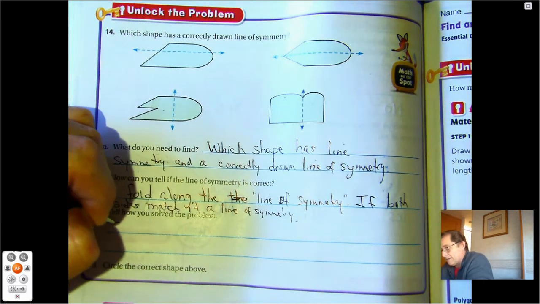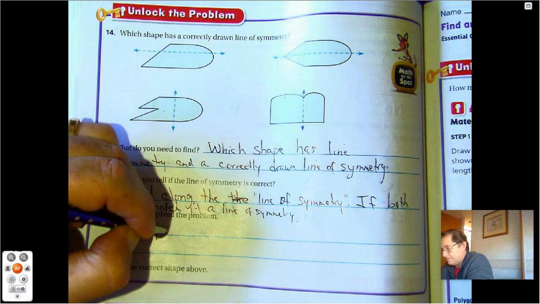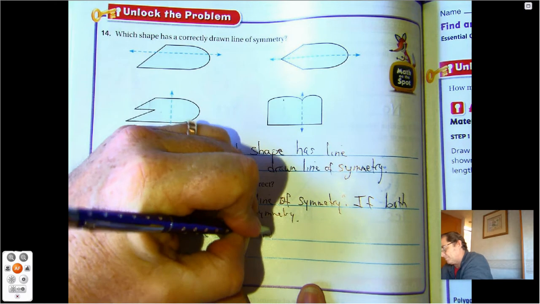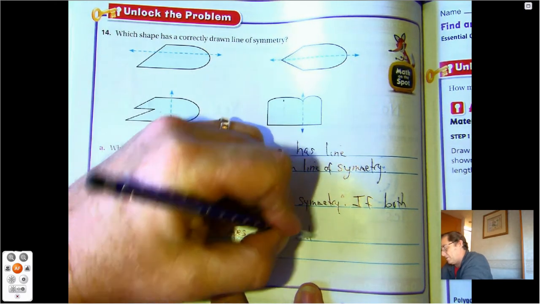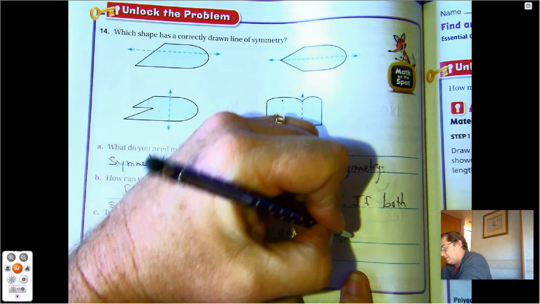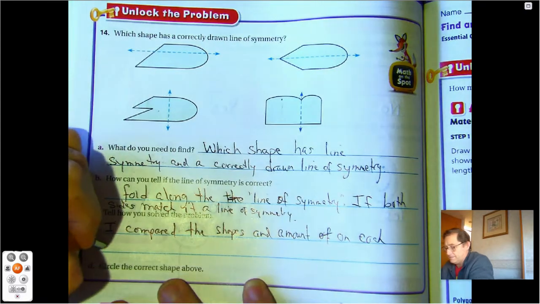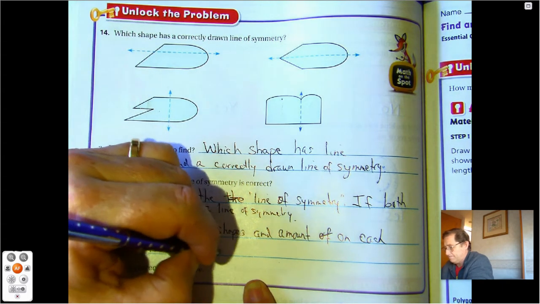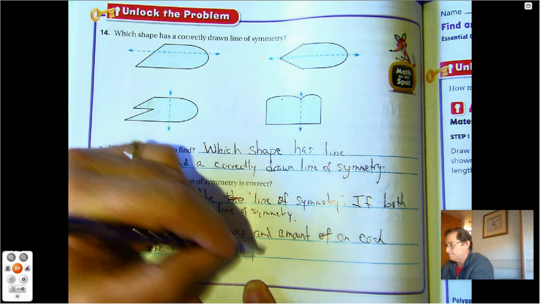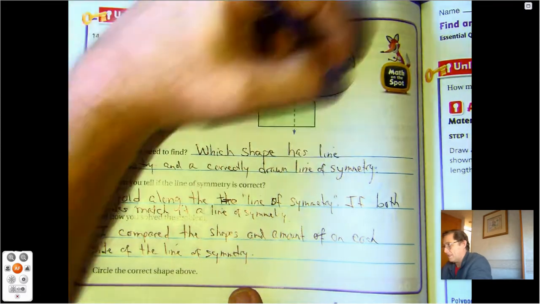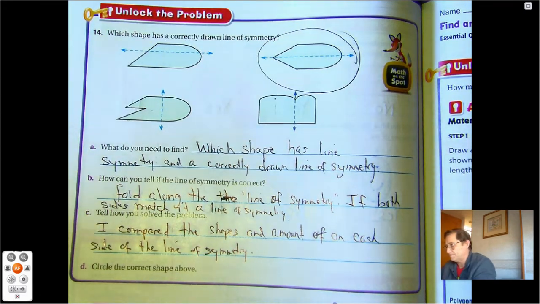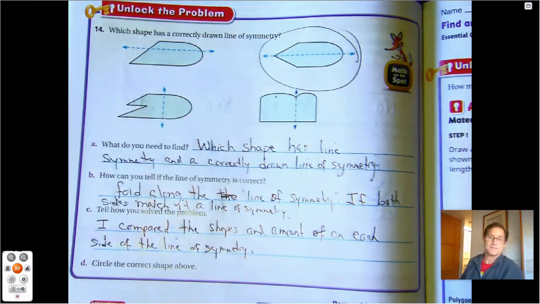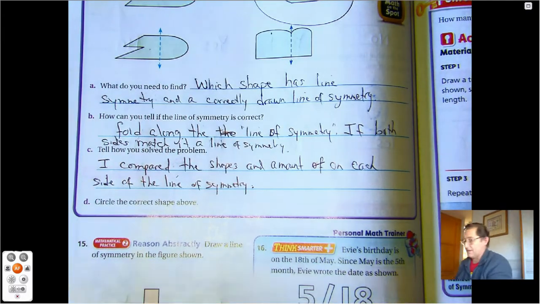So I'm going to say I compared the shapes and amount on each side of the line of symmetry. Okay. If you cut them out, that was what you would have done.